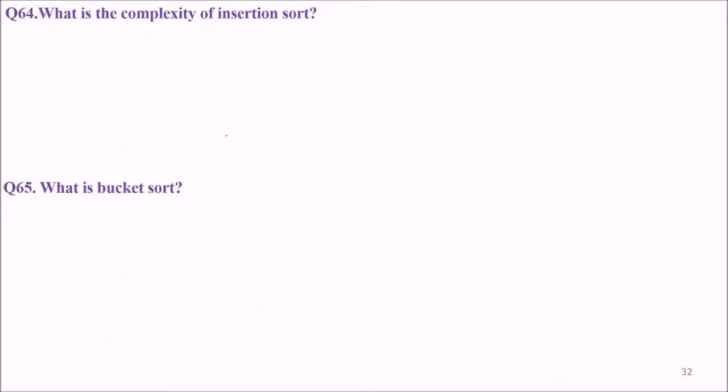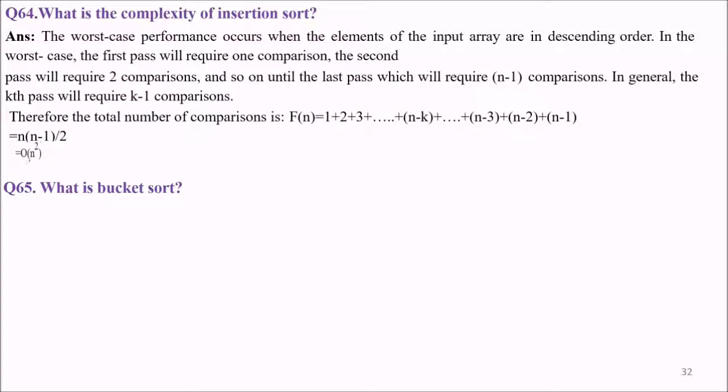What is the complexity of insertion sort? Order of n square is the complexity of insertion sort, because the worst case performance occurs when the elements in the input are in descending order. So in this worst case, the first pass will require one comparison, the second pass will require two comparisons, and the last pass will require n minus 1 comparisons. So in general, the kth pass will have n minus k comparisons. So the total number of comparisons will be 1 plus 2 plus till n minus 1, and that will be n(n minus 1)/2, and we know that it is order of n square.